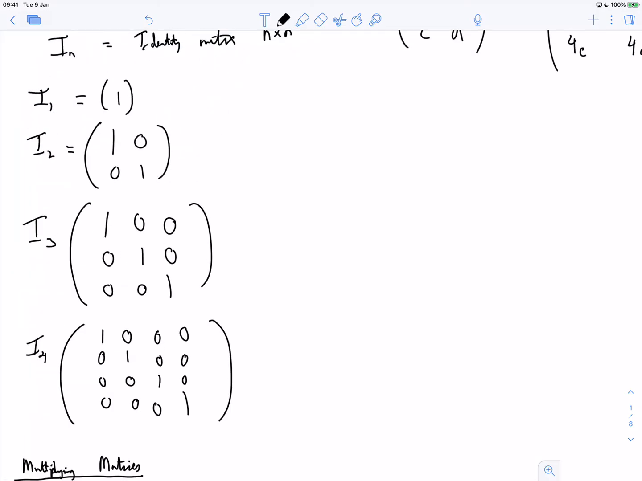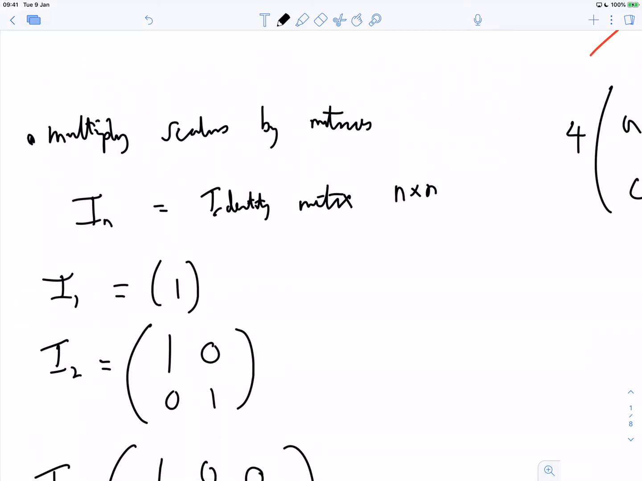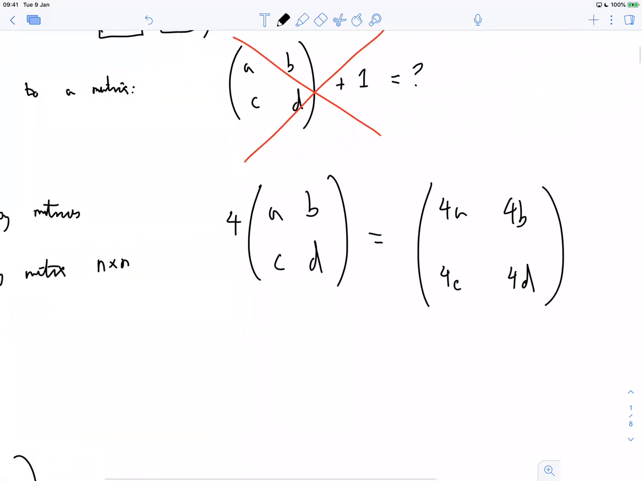By the way, you can multiply and divide by scalars. That's totally fine. So if instead of timesing by 4, I want to divide by 4, that's easy. I just times by a quarter, and this becomes a quarter A, a quarter B, a quarter C, a quarter D, in the usual way. It's not anything crazy. Multiplying or dividing by scalars is totally easy, because real numbers are just like that.